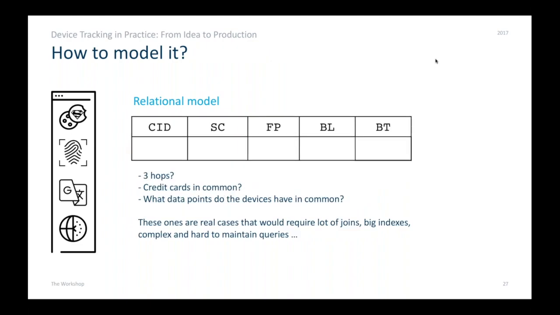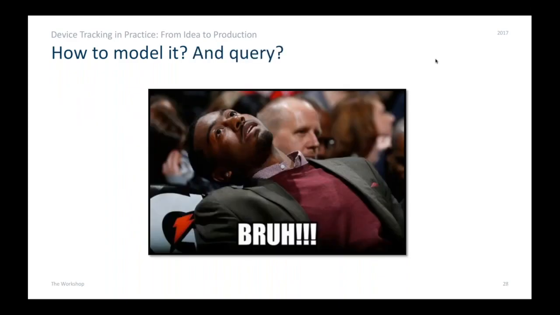If we want to apply criteria like getting 3 hops, or from these 3 hops, getting credit cards in common, or even identifying what are the common points that are shared by the devices from the previous results. Well, these are real cases that are becoming more and more complex. Imagine, with time, trying to handle or maintain an application like this. Sadly, it's quite complex.